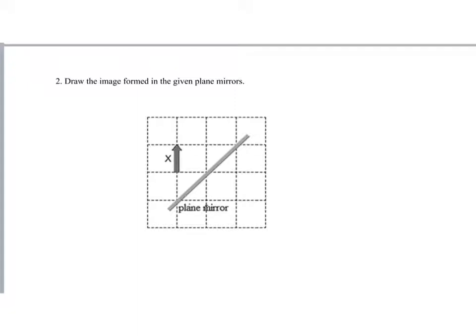The second one, draw the image formed in the given plane mirrors. We take the symmetry of X. In order to take the symmetry, we take two points at the bottom and top and draw a perpendicular line. So go on, and this point is the symmetry of this point. And then do the same thing for the second point. Be careful, these lines should be perpendicular and these distances should be equal. So the symmetry of the second one is here. And then I complete the points and draw the image of X.